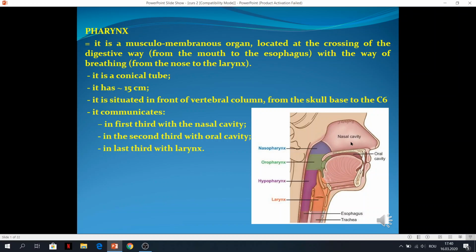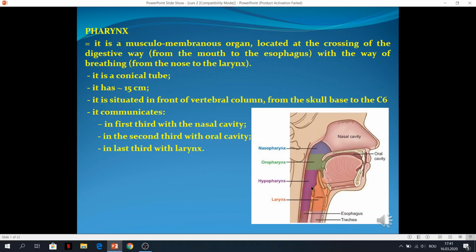Let's see this picture. It's a sagittal section, so you can see the nose right here, the nasal cavity, which is separated from the oral cavity. You can see here the palatine region, with the hard palate, the white part, oriented in front, and the soft palate which is behind.